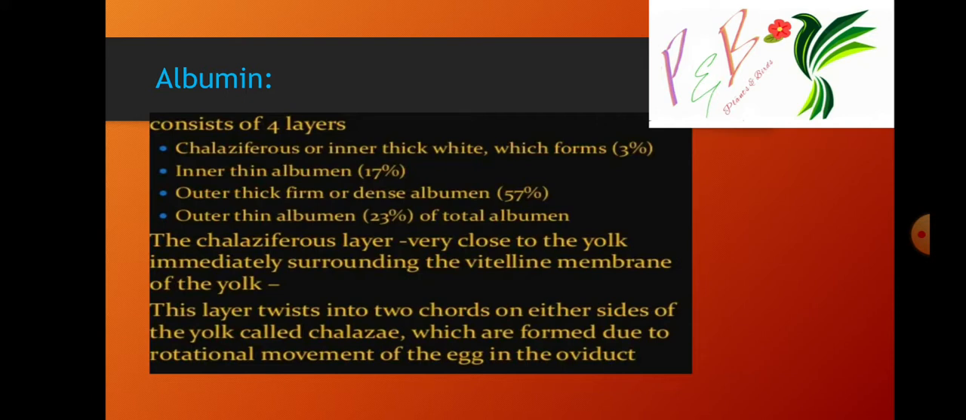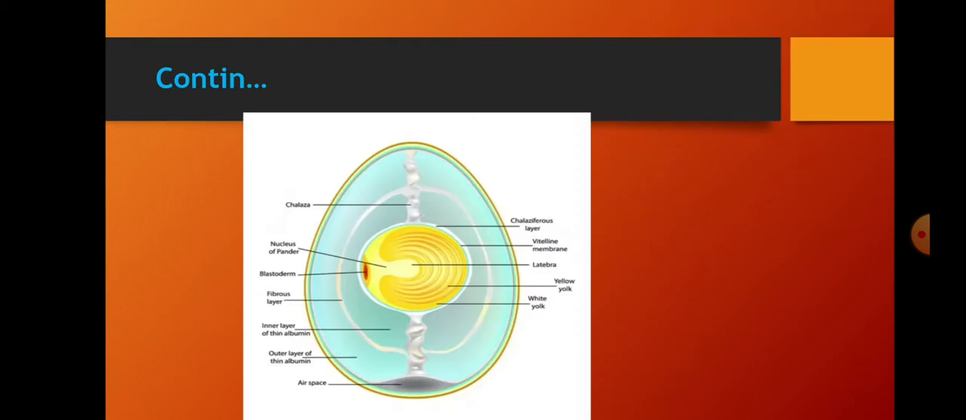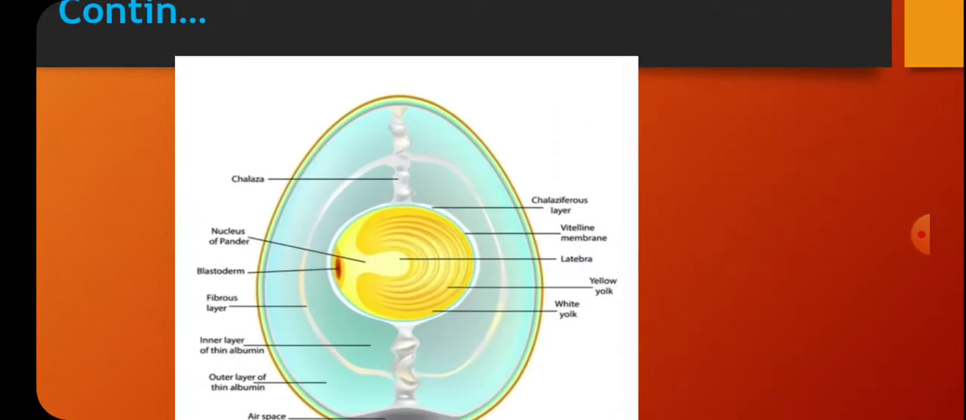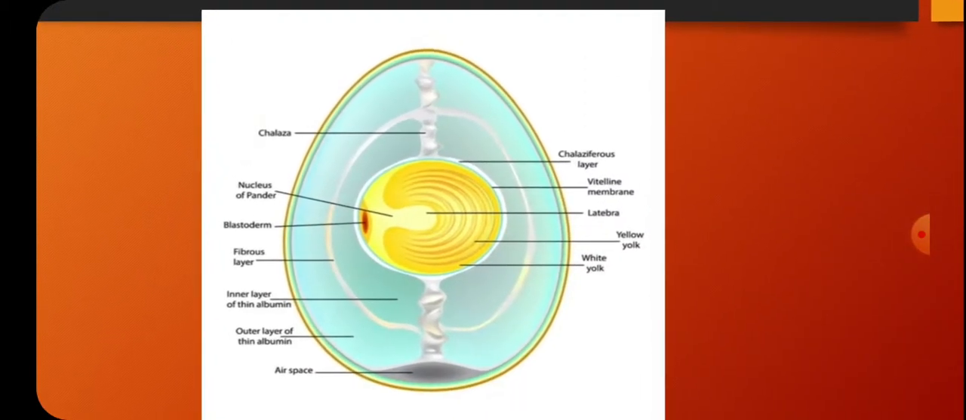The chalaziferous layer is very close to the yolk, immediately surrounding the vitelline layer of the yolk. This layer twists into two cords on either side of the yolk, called chalaza, which form due to the rotational movement of the egg in the oviduct. These are the parts of the egg.